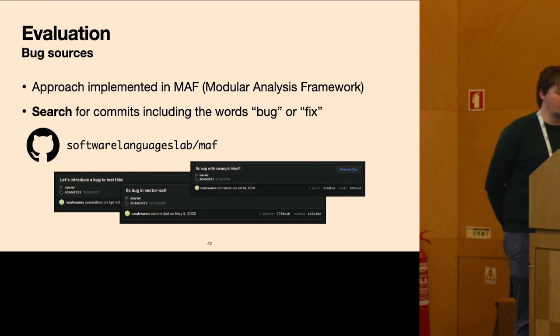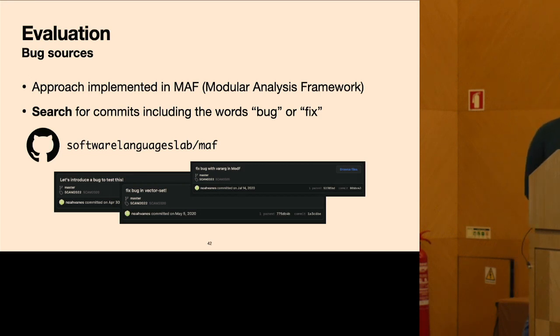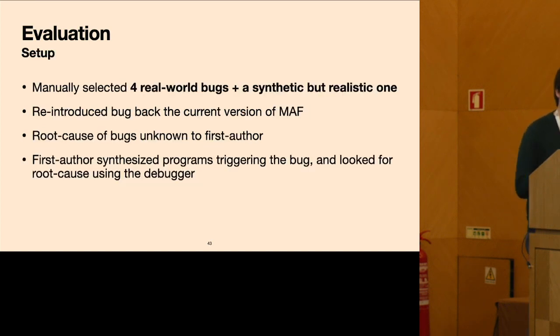To evaluate our approach, we implemented our debugger in a framework called MAF, which is the modular analysis framework, and we searched for real-world bugs in the repository of that project. And to do that, we looked for words such as bug or fix to find a particular set of commits. And you can see here that we have 3 commits, actually one more which is not shown on the slide, which fixes particular bugs in the analysis implementation. And then from all these commits, we selected 4 real-world bugs, and we also introduced a synthetic one, which you can find in the paper.